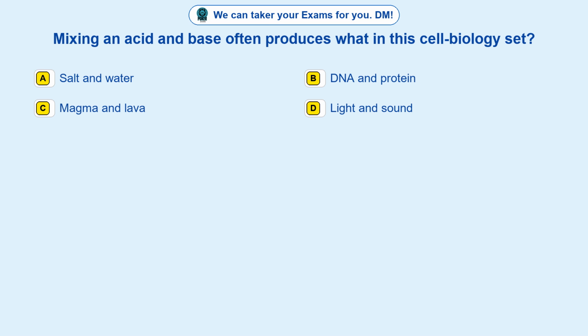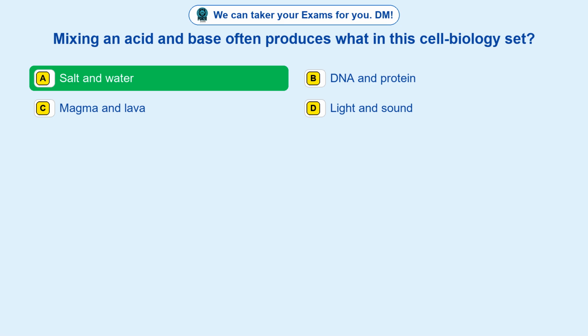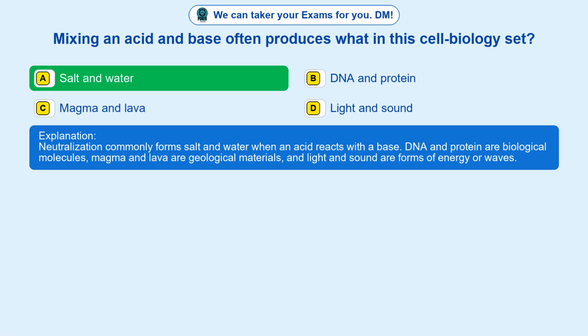Question 38. Mixing an acid and base often produces what in this cell biology set? Option A, salt and water. Option B, DNA and protein. Option C, magma and lava. Option D, light and sound. The correct answer is option A, salt and water. Neutralization commonly forms salt and water when an acid reacts with a base. DNA and protein are biological molecules, magma and lava are geological materials, and light and sound are forms of energy or waves.